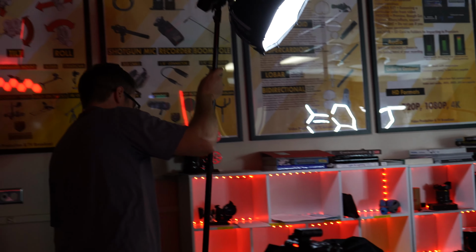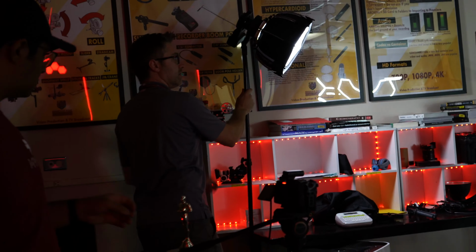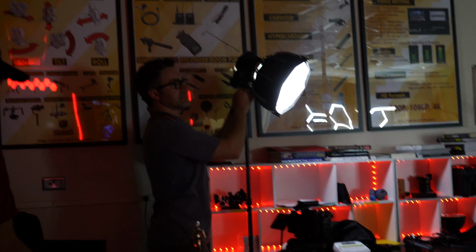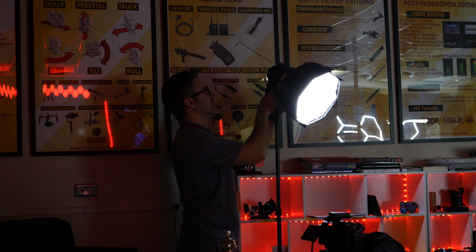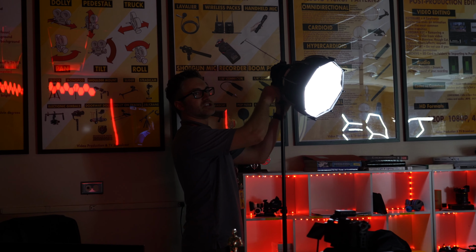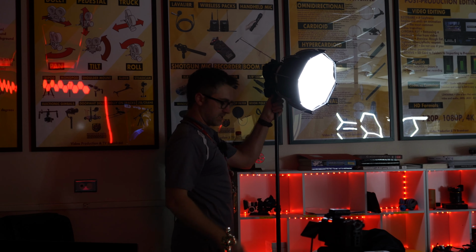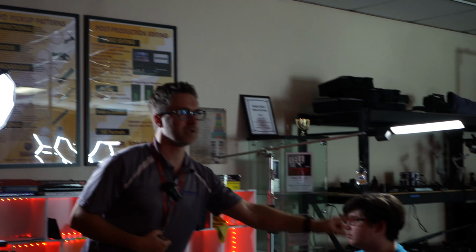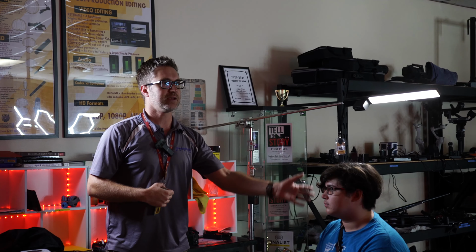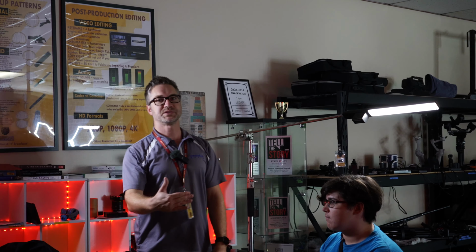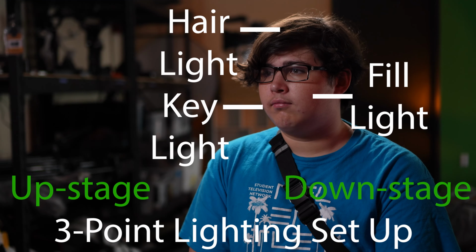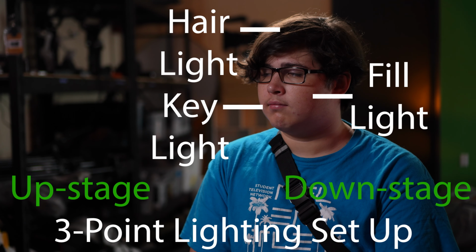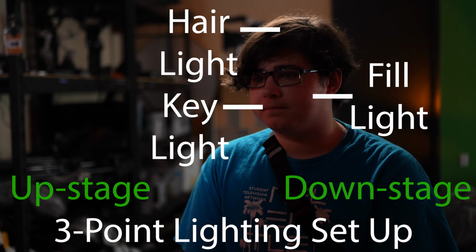If we move it upstage, we get something that looks a little more like this. So now we have the shadow downstage, which is this side of our image, and we have our key light hitting him right here on the upstage side. So this would be a pretty standard setup for filming an interview, and this would be pretty aesthetic, right?